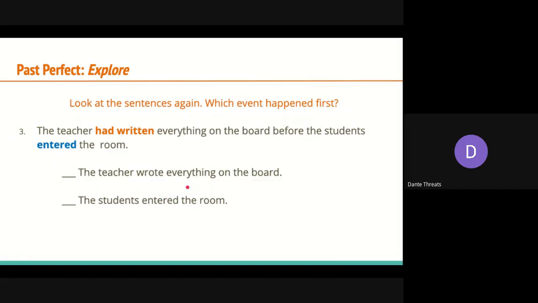Okay, which one of these did you decide was first? Teacher wrote everything on the board, and the students entered the room was the second event. Okay, all right, good job. Let's move on.